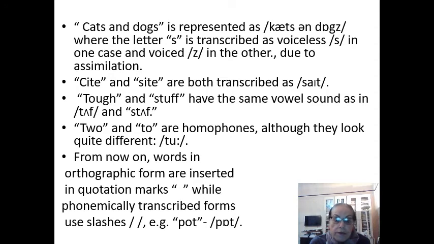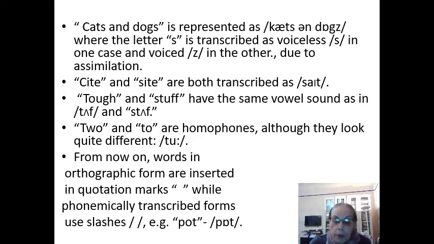الاثنين بيتكتبوا two. From now on, words in orthographic form are inserted in. هنعلمهم ازاي نعرف اذا كانت الكلمة اللي احنا بنتكلم عليها دي كلمة زي كده ولا transcription. نحط الكلمة في inverted commas, quotation marks, ونحط الترانسكريبشن في slashes. So we use pot, for example. ادي كلمة pot وادي pot transcribed.